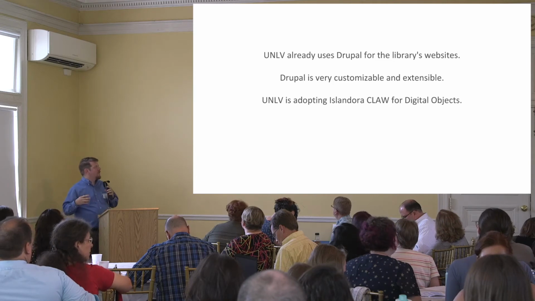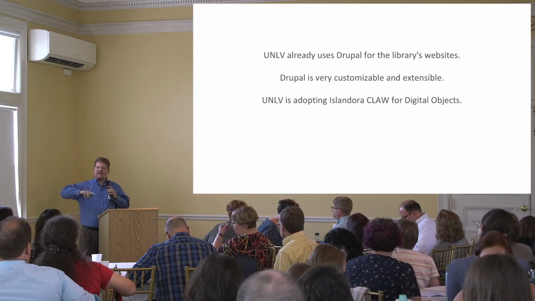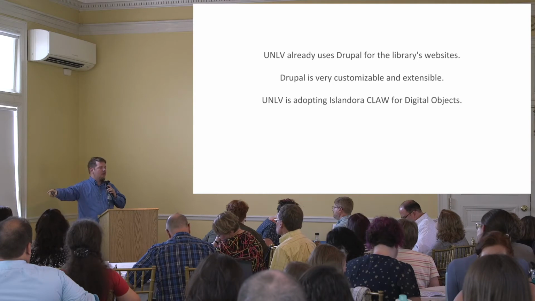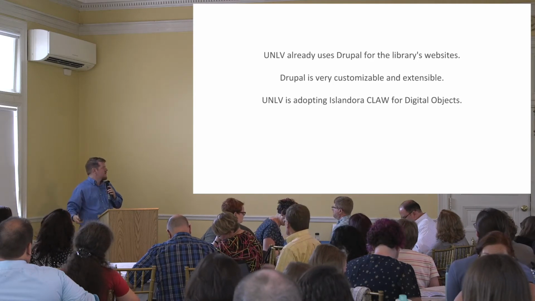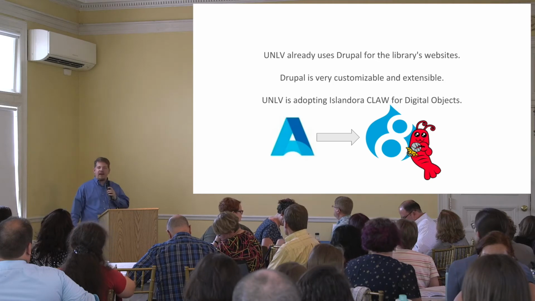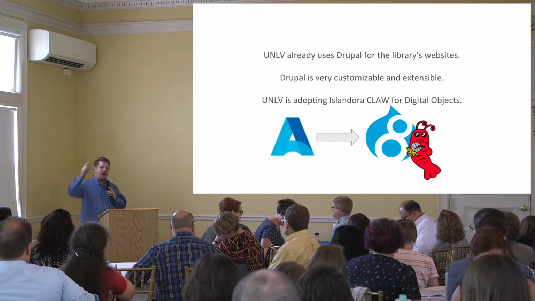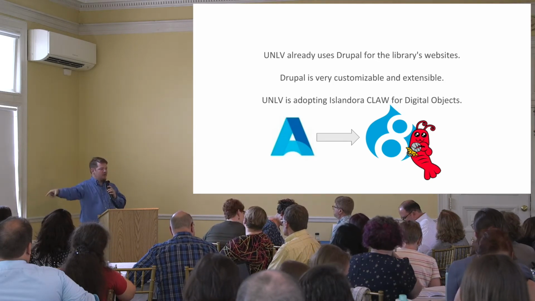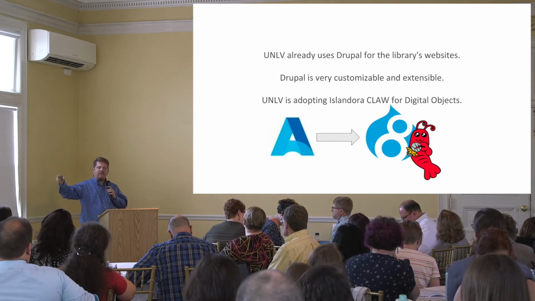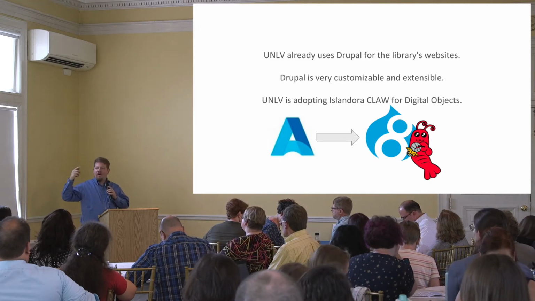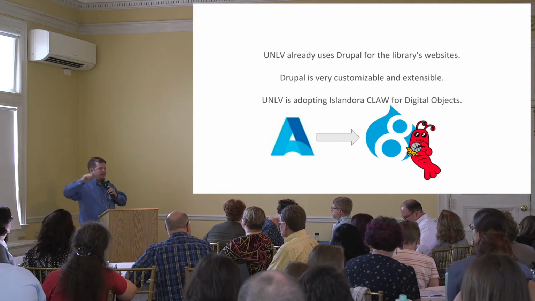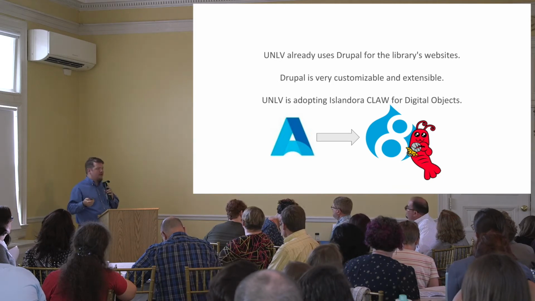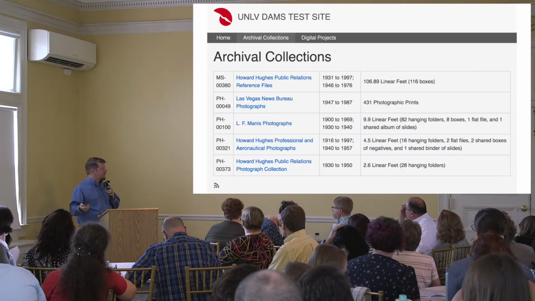Also, we are adopting the Islandora Claw. This is the next generation of the Islandora repository system that also uses Drupal 8 for its front end. Which means if we can get our ArchivesSpace records into Drupal 8, we can have our digital objects and our archival descriptions in the same place. We don't have to worry about linking back and forth because they're going to be described in the same place as far as the public is concerned.